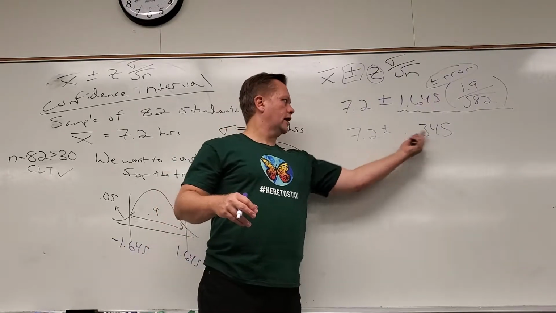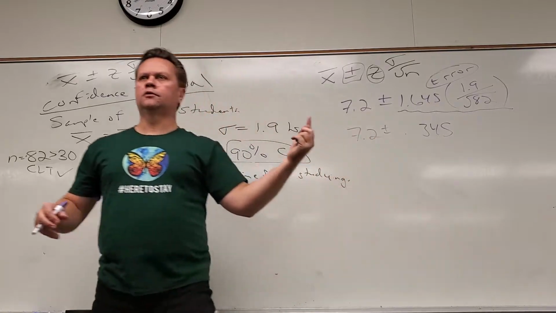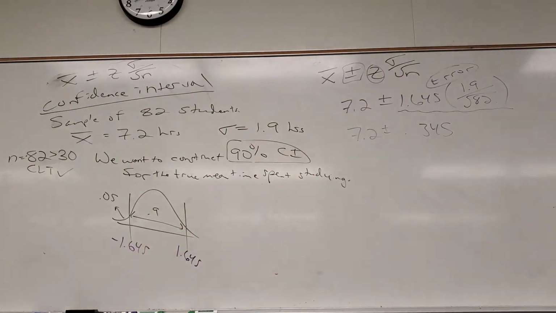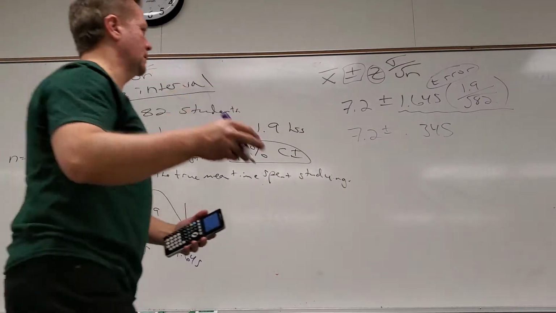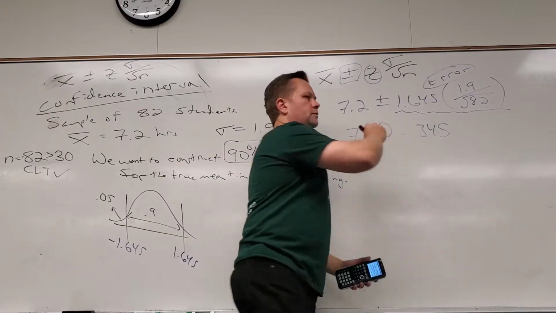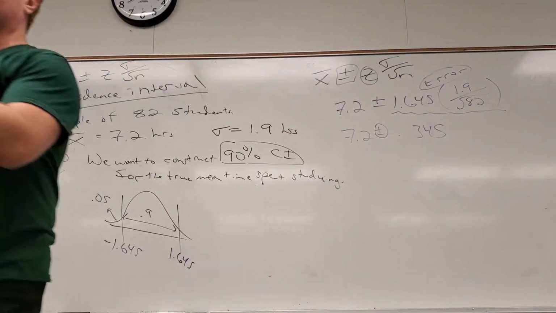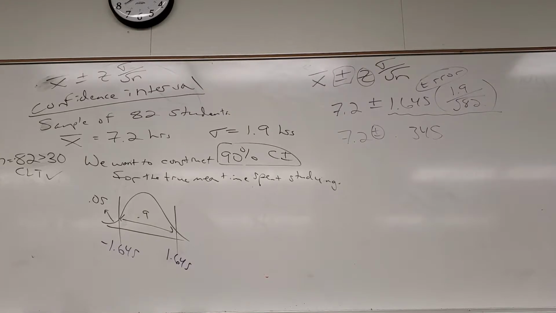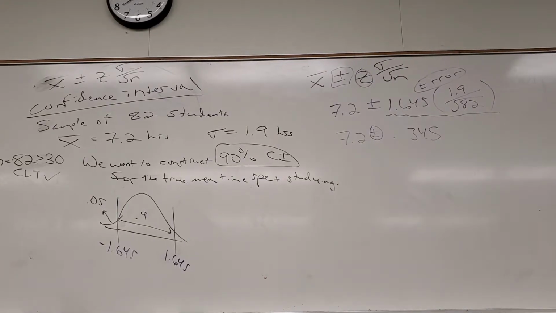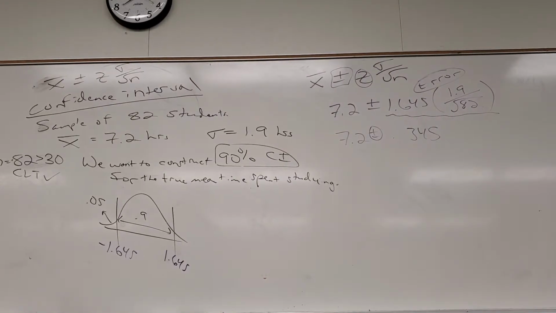So then what do I get there? If you subtract that and add that to 7.2. So you do 7.2 minus 0.345, and then you do plus.